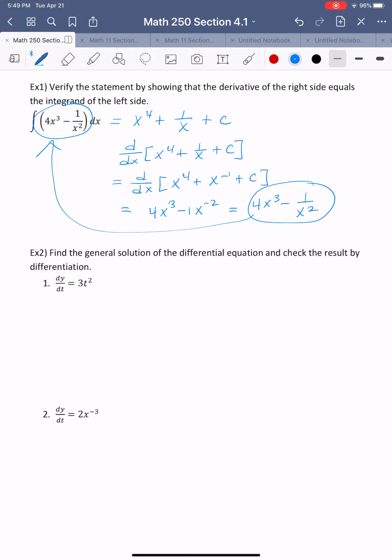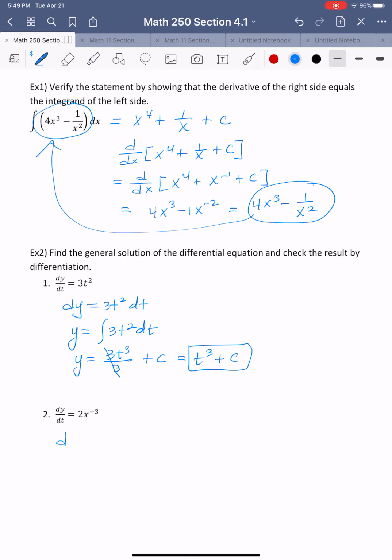Find the general solution of the differential equation and then check the result by differentiation. So what we're going to do is multiply both sides by dt. I got dy equal to 3t squared dt. So in order to find y, we put the integral of 3t squared dt, which is 3t cubed over 3 plus c, which becomes t cubed plus c, since the 3s cancel. And then if you take the derivative of t cubed plus c, you get back to 3t squared.